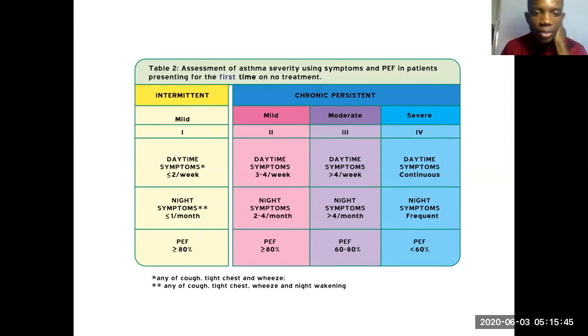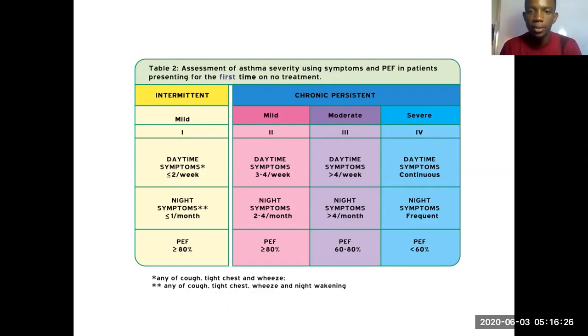When we are talking about intermittent asthma, mild is when during the daytime the symptoms are less than twice per week, at night the symptoms are less than or equal to once per month, and the peak expiratory flow is more than 80%. In chronic persistent asthma, mild is classified as symptoms during the day 3 to 4 times per week, at night 2 to 4 times per month, and the peak expiratory flow rate is more than or equal to 80%.